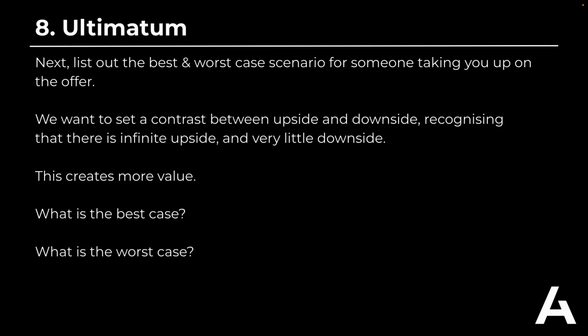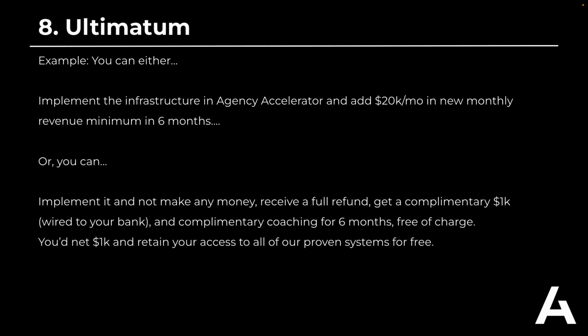So let's look at a quick example. You can either implement the infrastructure and agency accelerator and add 20k per month in new monthly revenue in minimum 6 months, or you can implement it and not make any money, receive a full refund, get a complimentary $1,000 wired to your bank account, complimentary coaching for 6 months free of charge, you net $1,000 and retain access to all of our proven systems for free. So you can see by using a really strong guarantee how powerful this is, because as an agency owner, you would feel silly saying no to that. So that is what we're going for here.